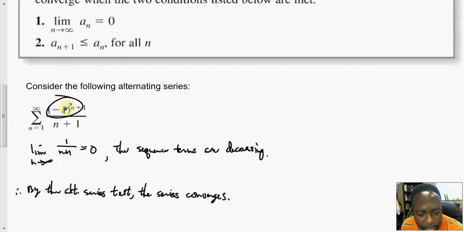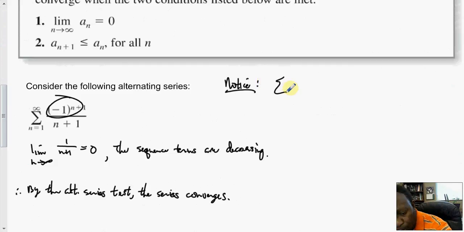That if you remove the negative 1 to the n plus 1, the series would diverge. You see that? So let's consider that. This is p-series divergent, right? Harmonic divergent. So what's the difference? What's making this alternating series converge in comparison to if you remove the negative 1 to the n plus 1 and we get divergent? Let's see.